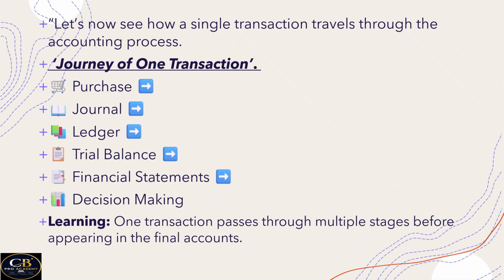So here we are showing the journey of our transaction. Purchase, then moves to journal, then moves to ledger, then trial balance, then financial statements, and lastly the decision making. So what's the learning? One transaction passes through multiple stages before appearing in the final accounts. Okay?